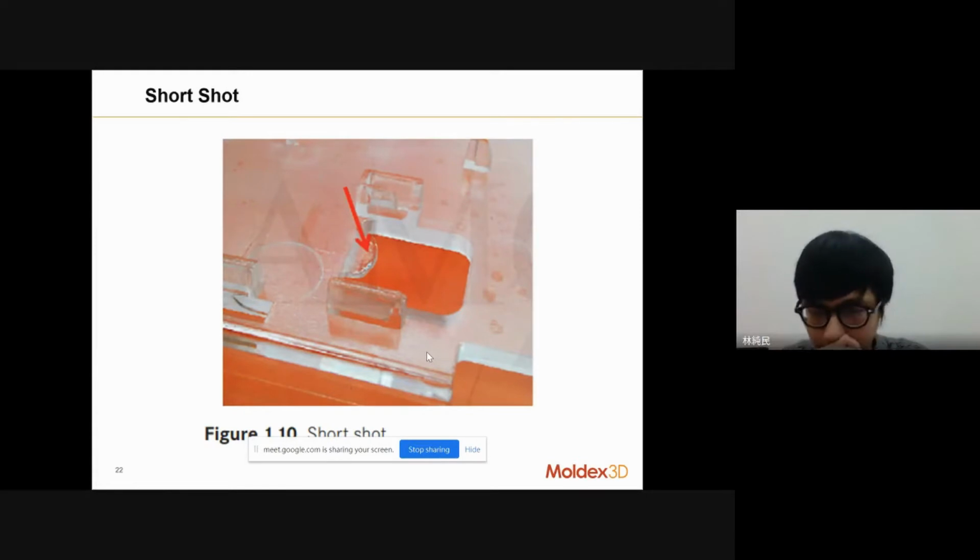Another reason is if the part you design is too thin. Can you imagine, when the melt plastic freezes, if that position is too thin, it will become solid very easily, and when it becomes solid, it cannot flow anymore. That kind of reason will also cause the short shot. Anything that affects the liquid flowing smoothly will cause a short shot.